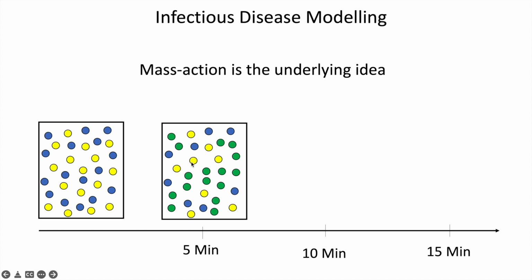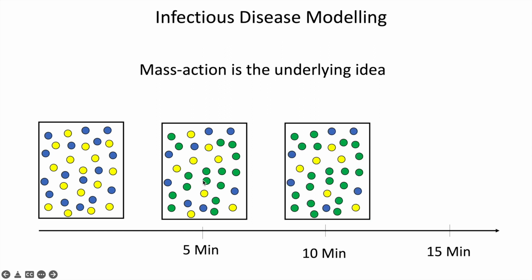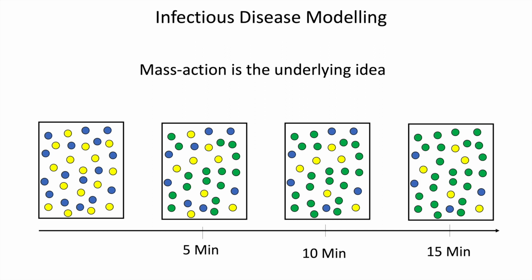But there are fewer opportunities now for a blue to encounter a yellow or vice versa. So after 10 minutes, the change is modest, and after another 5 minutes, so 15 minutes in total, the change is negligible. It'll eventually react completely, but as the concentration of reagent decreases, the number of collisions per second, and hence the number of reactions, just starts to decrease.